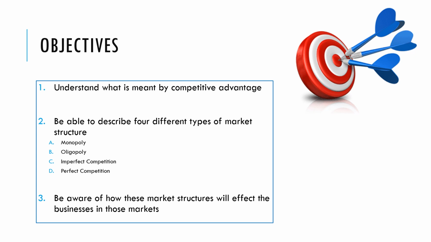Our objectives in this video are to look at what is meant by competitive advantage. There are 4 different types of market structure that we need to be aware of, and lastly, how these market structures might affect businesses within those different markets. Let's start off then. I've said this word quite a few times so far.